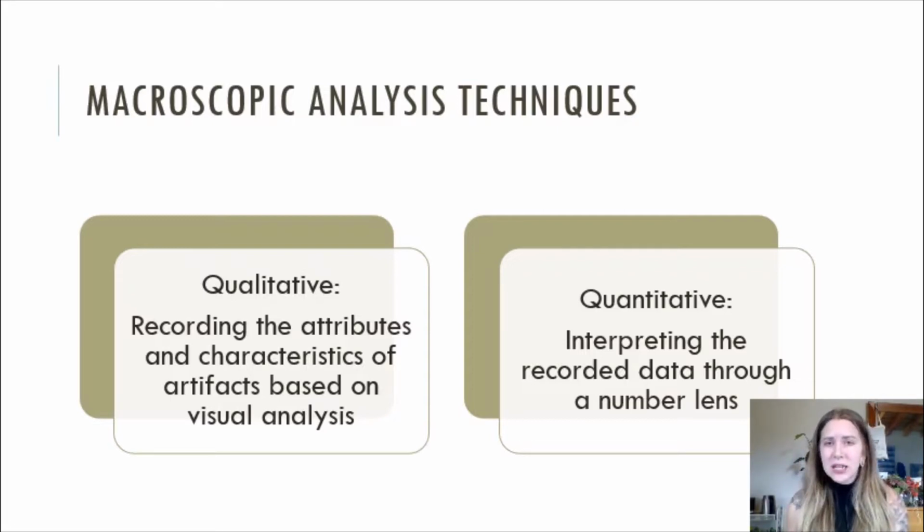Qualitative data in this sense is the recordation of attributes and characteristics of artifacts based on visual analysis, and includes interpreting many of the parts that we've discussed before, as well as some that we're going to get into shortly. Quantitative data is taking this qualitative data and interpreting it through a numerical lens so that we can interpret it in other ways, such as relative frequencies, averages, and so on. So for now, we're going over qualitative data and how to interpret this in different types of lithic artifacts.